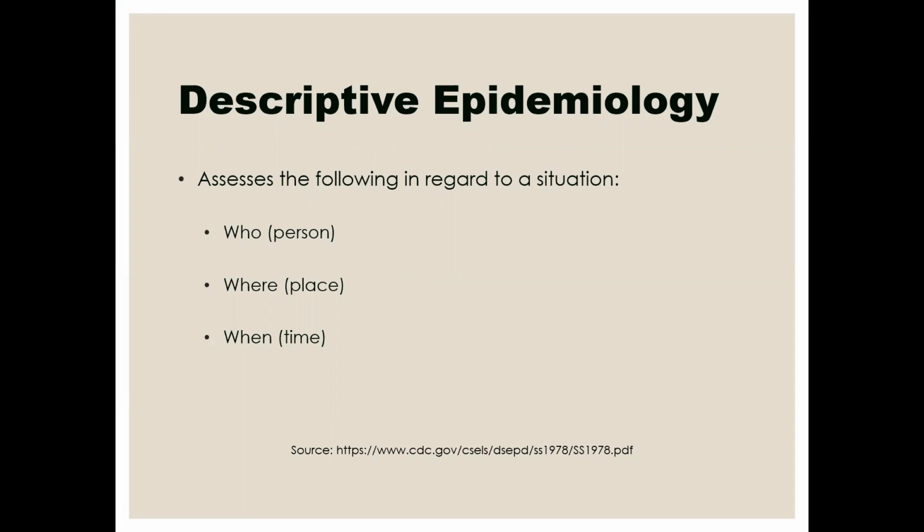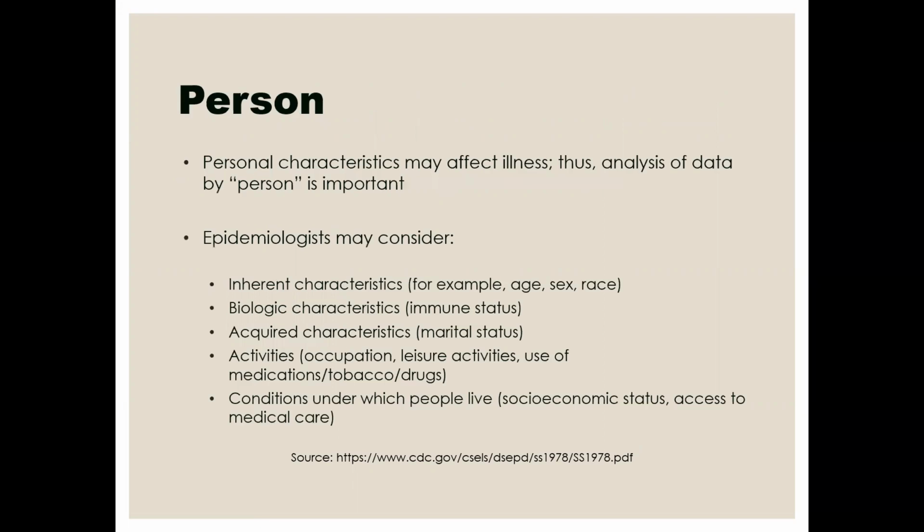We need to focus on three things: the who, which is the person; the where, which is the place; and the time, right? And I would even think of the how, but a person, you get it, right? Person is important. So who is that person? Age, race, sex, ethnicity, affiliation of group, like where people live. What are their particular biological characteristics, like their immune status? What about marital status? What do they do, right? What are their activities that might be commonalities? And what are the conditions in which people live, right?